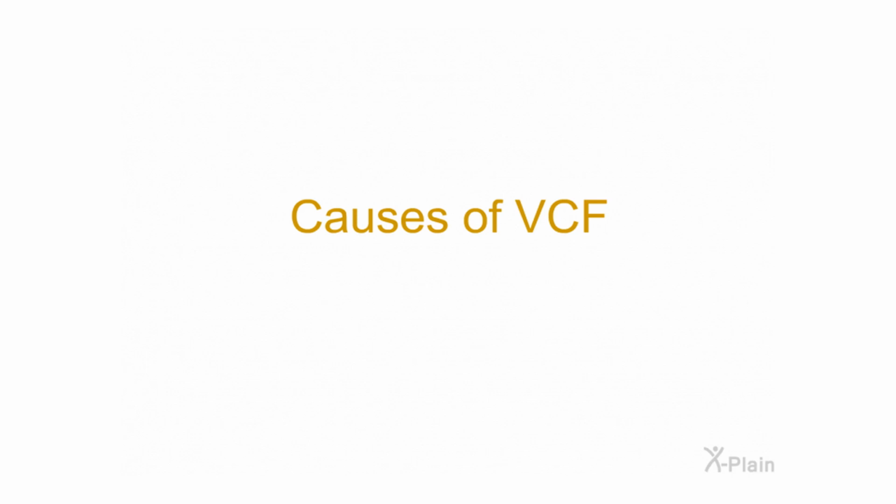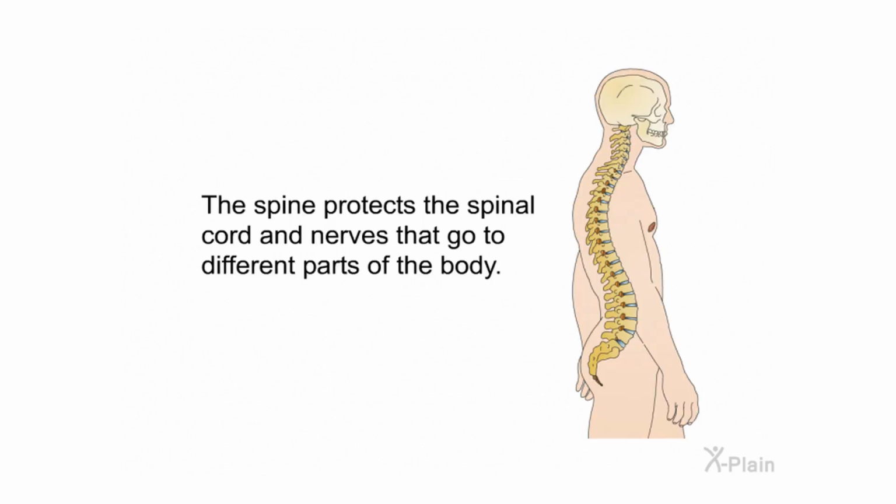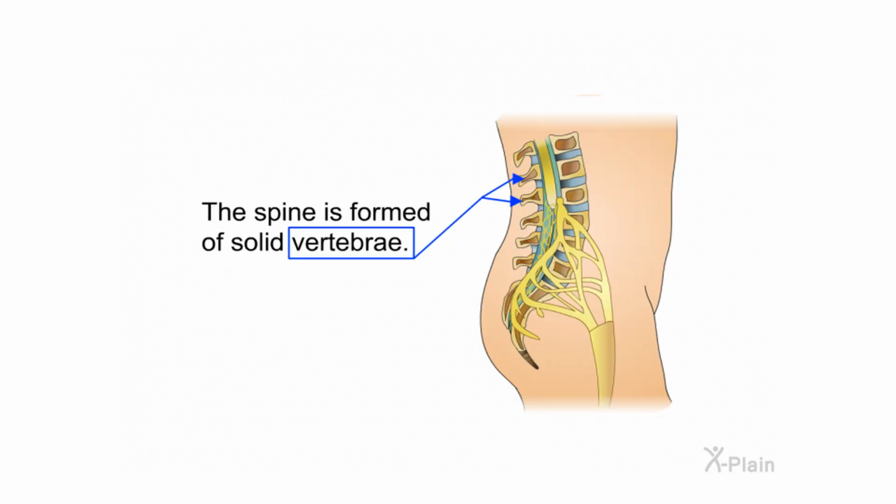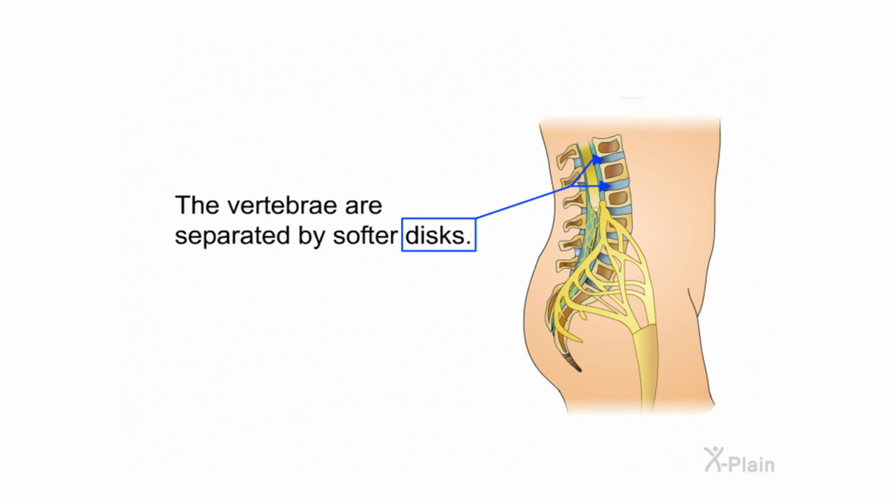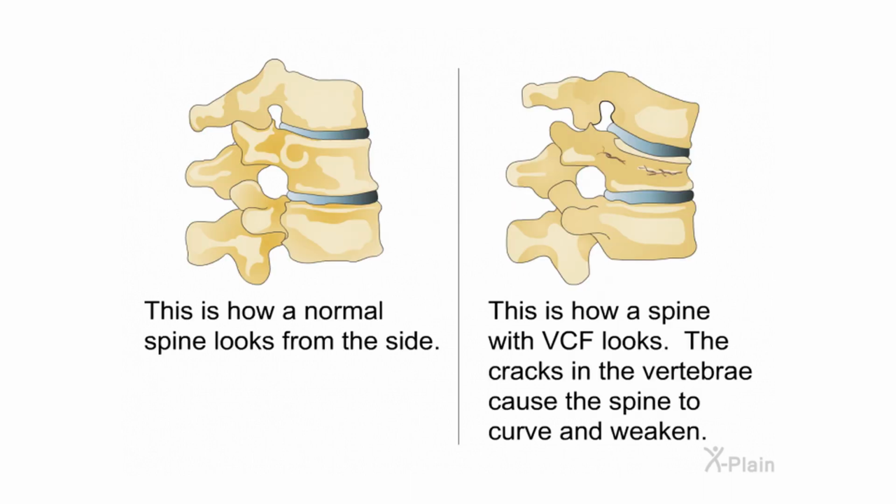Causes of VCF. The spine protects the spinal cord and nerves that go to different parts of the body. The spine is formed of solid vertebrae. The vertebrae are separated by softer discs. This is how a normal spine looks from the side. This is how a spine with VCF looks. The cracks in the vertebrae cause the spine to curve and weaken.